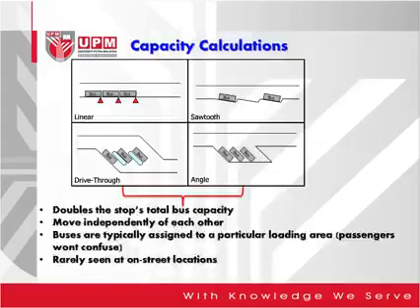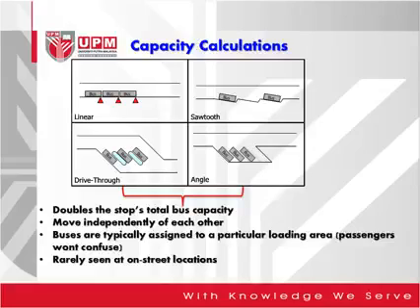This slide shows the design of the bus stop. On top we have two, linear and saw-through, which refer to online bus stops. Linear bus stop is commonly seen in urban areas. Saw-through is not recommended because it restricts the movement of the bus.